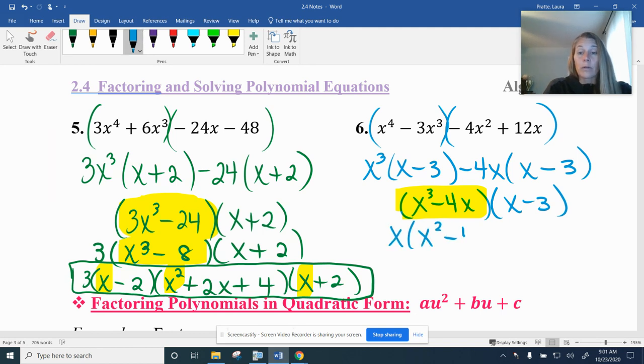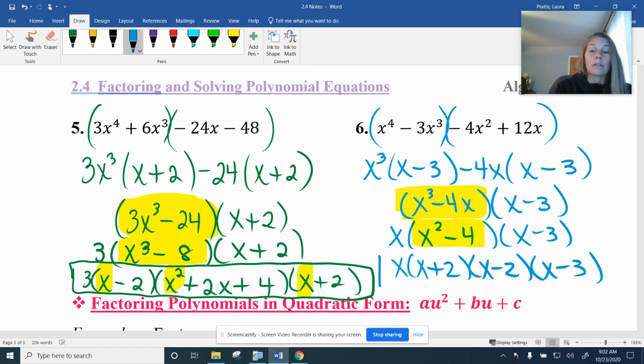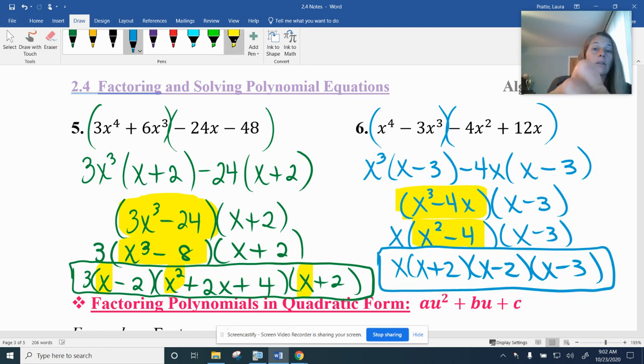Now I'm left with x squared minus 4, which is the difference of 2 perfect squares pattern, so I can actually continue with that and make that x plus 2 and x minus 2. And then I still have the x minus 3 on there and also that GCF I took out. And again, this was an x to the 4th. So I have 1, 2, 3, 4 x's that I could solve for.